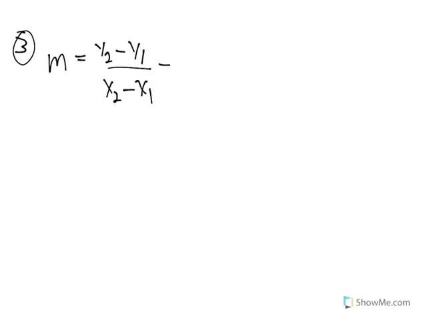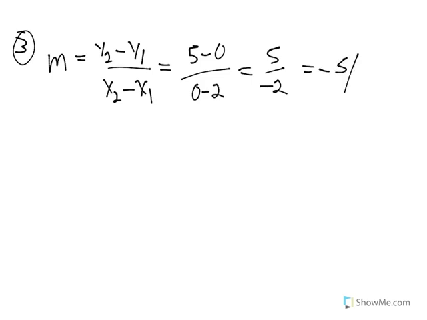So, number 3 says, find the slope of the line containing these 2 points. Recall that slope is just y2 minus y1 over x2 minus x1. So, using these points, I got 5 minus 0 over 0 minus 2, which is 5 over negative 2. Or you could write negative 5 halves. Negative 5 halves is more than sufficient, that's fine. Okay, so negative 5 halves.